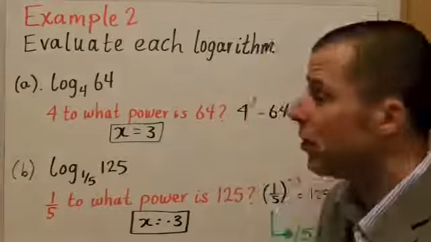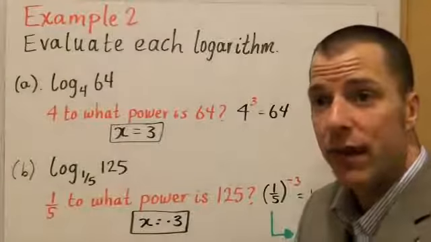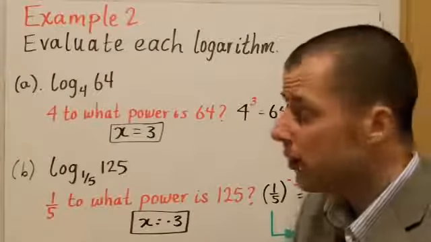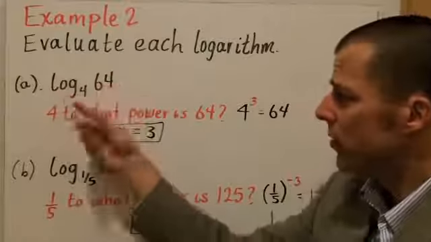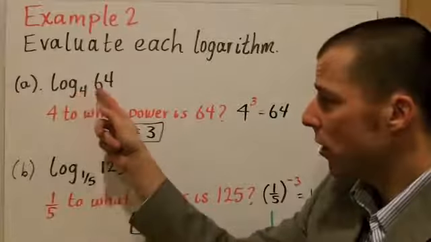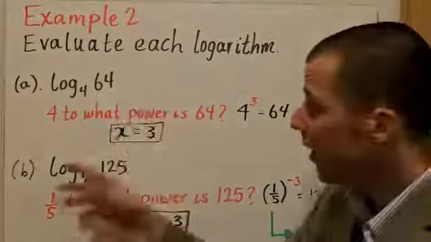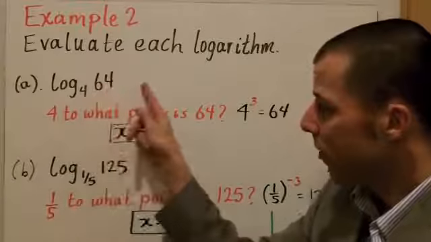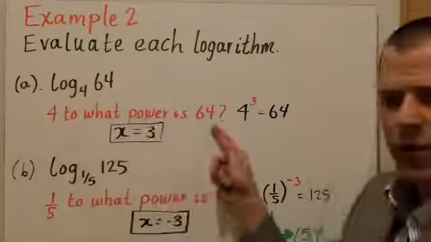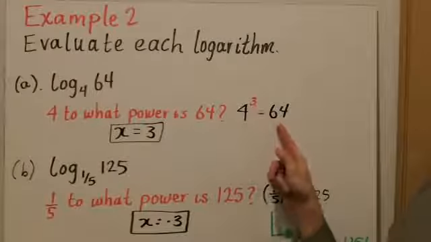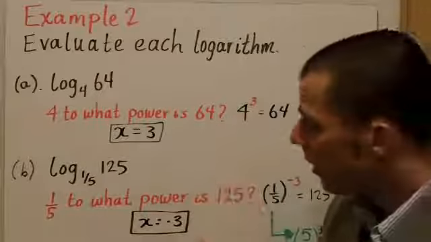So the second example we're going to look at is actually evaluating logarithms. We can find that missing x, or what that logarithm is equal to, like we did in the last example. So in this first example, we're going to evaluate log base 4 of 64. Basically we're missing the equals part. That's what we're going to find. So you have to think to yourself, 4 to what power is 64? Well, 4 cubed is 64. So x in this case is equal to the power. It's 3. x is 3.